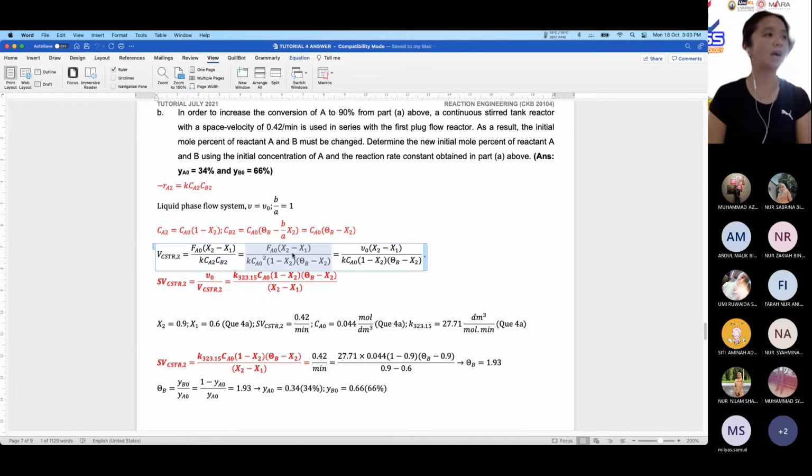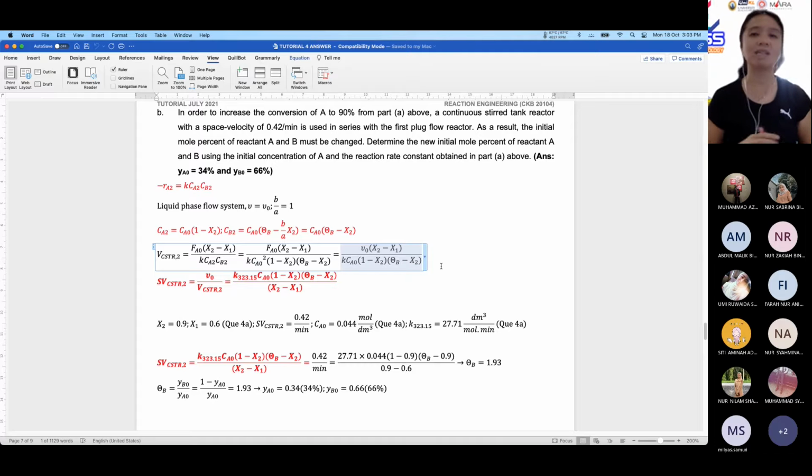Okay, so when you combine these, you will get back the equation. Now it becomes volume CSTR second is V0. Saya tukar dalam bentuk V0. Okay, kenapa? Sebab saya nak dalam bentuk space velocity kan. Kalau space velocity mesti dalam bentuk inert volumetric flow rate. So sama je lah konsep dia kan, sebab FA0 di atas divide with CA0 di bawah, you dapat V0. So V0 in bracket X2 minus X1 divided by K CA0 1 minus X2 theta B minus X2.